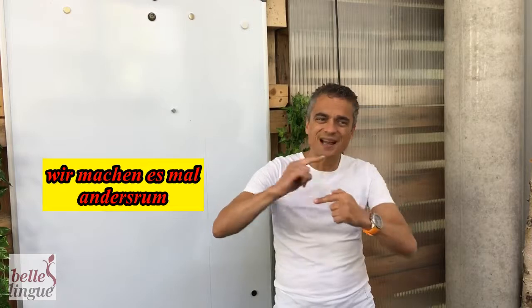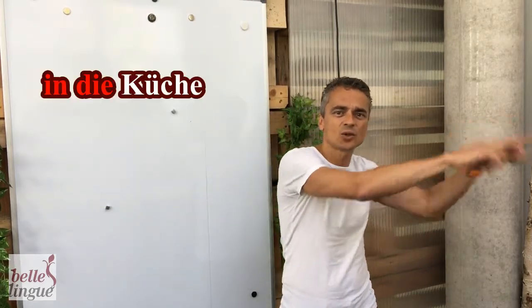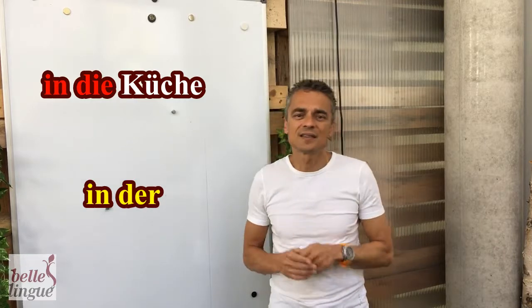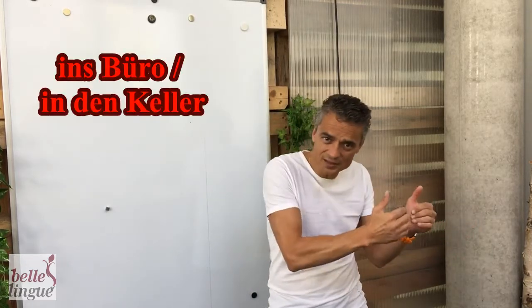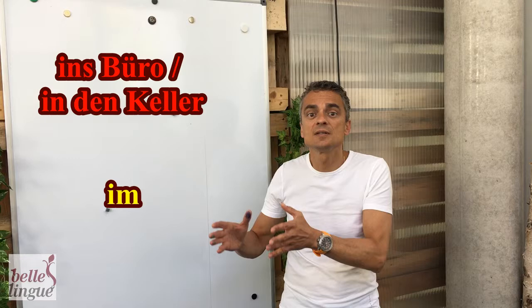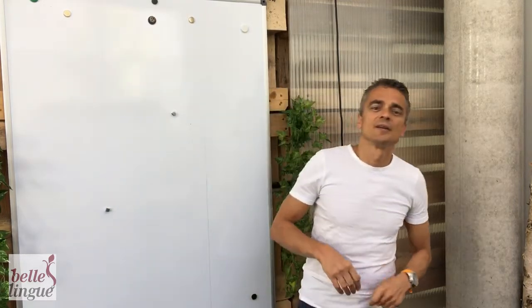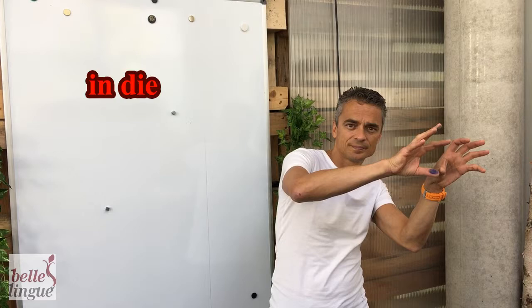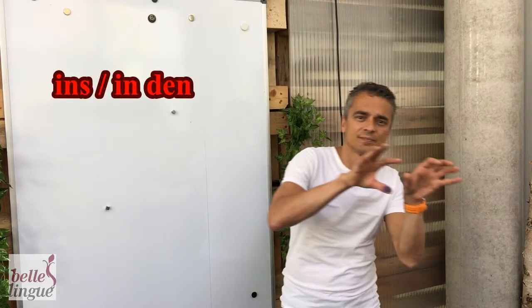Perfect. So we have the preposition in. If we do it vice versa, wir machen es mal andersrum. If you say ich gehe in die Küche, automatically in die becomes in der. And if you say ins or in den with movement, with Akkusativ, ich gehe ins Büro, ich gehe in den Keller, but if you are there, it's only one possibility. So you have in der or im. In der becomes in die in Akkusativ. That's it. Let's have a look at another preposition.